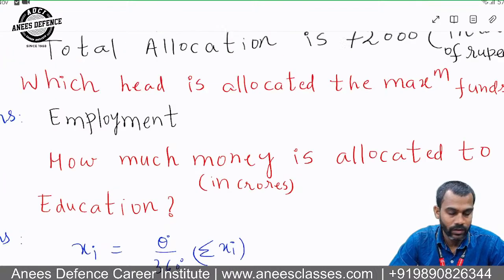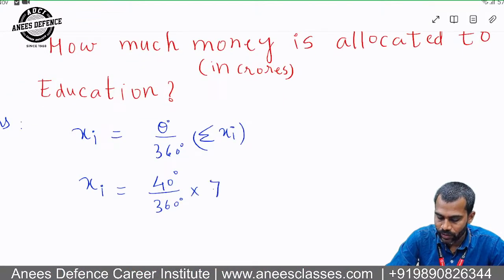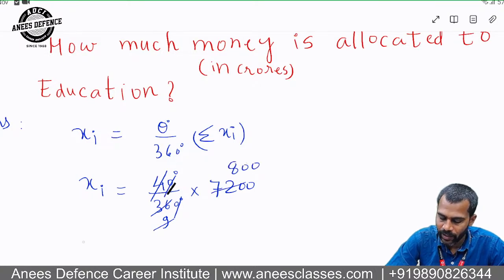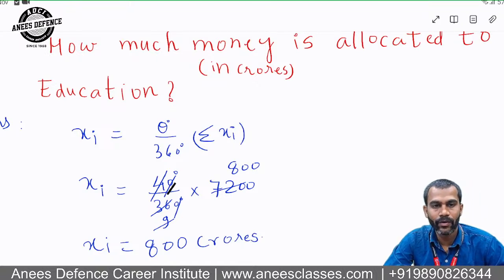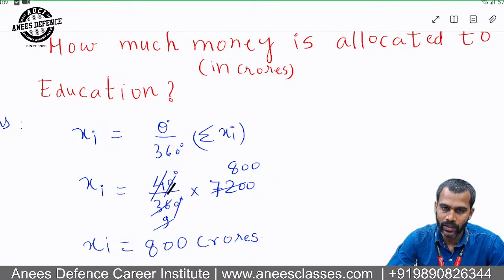I mean the total funds that have been allocated. That is 72,000 crore. Yes or no? So into 72,000 I have to write. Now if you simplify this, this zero and this zero will get cancelled. So 4 nines are 36, 9 eights are 72. So the answer should be xi is equal to 800 crores. Yes or no? So this is the right answer. I hope it is clear, everyone. Okay, very good. Shall we move to the next question?